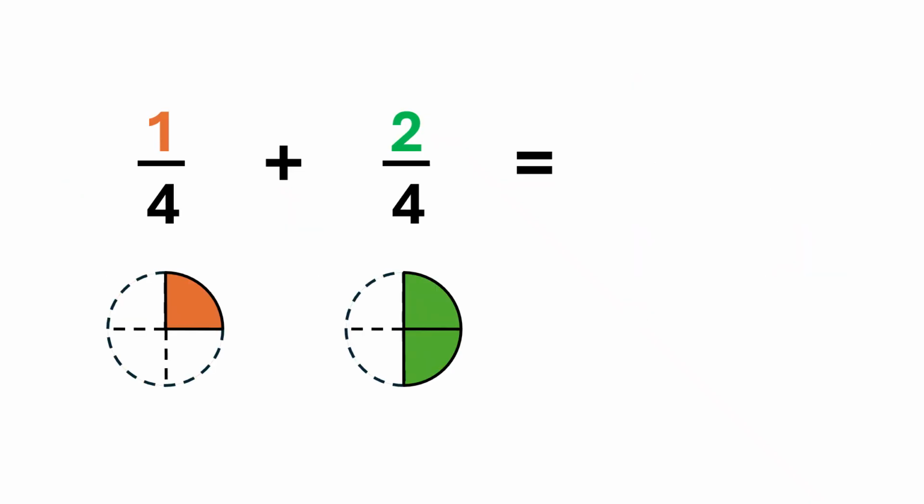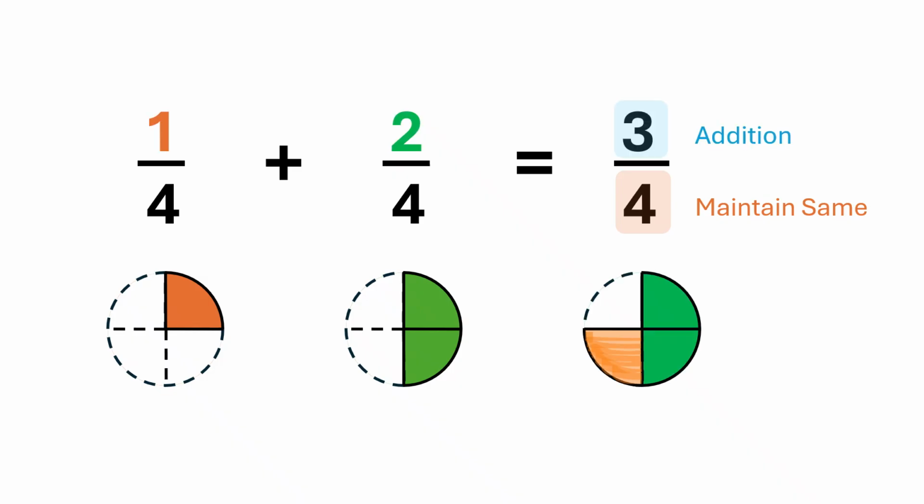In this example, both fractions share the same unit fraction, 1/4. To calculate, we keep the denominator the same and add the numerators. Since the denominator for the added fractions is 4, we maintain the denominator 4 as the same, and add the numerators. 1 plus 2 equals 3. The result is 3/4.